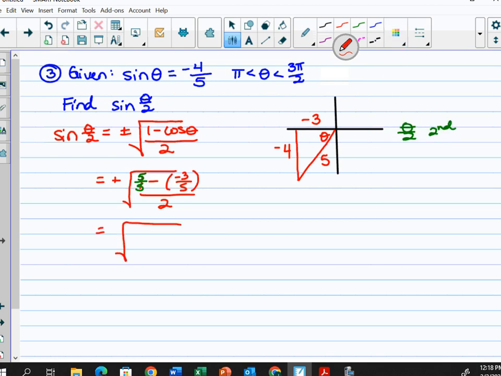All right, so I've got 8/5. Divided by 2 is like times 1/2. Did you notice it's the exact same numbers as the last problem? Interesting.